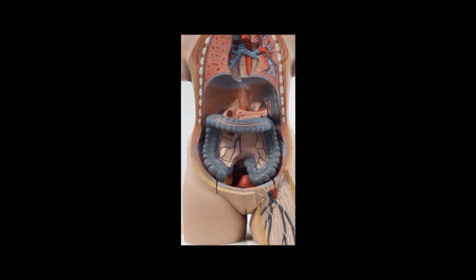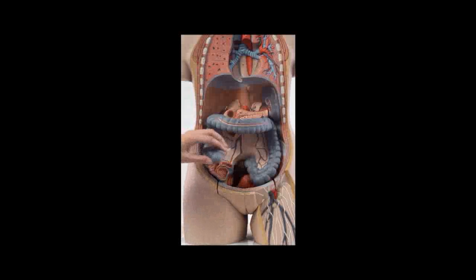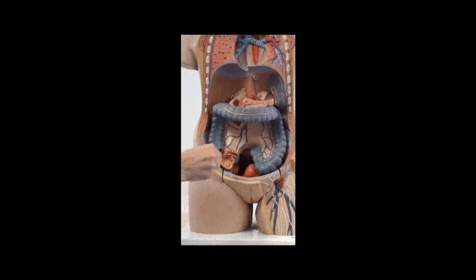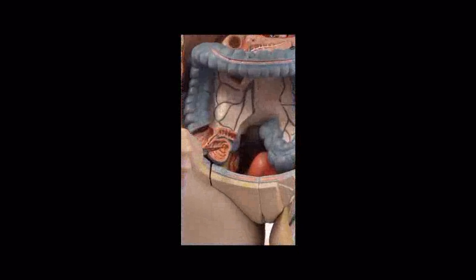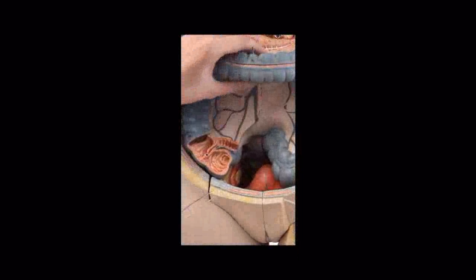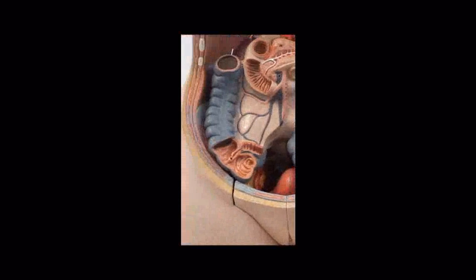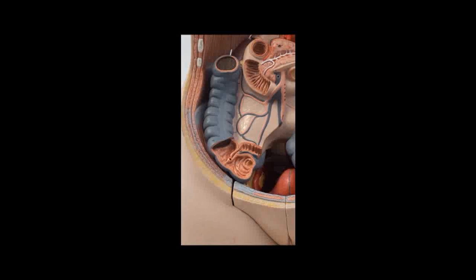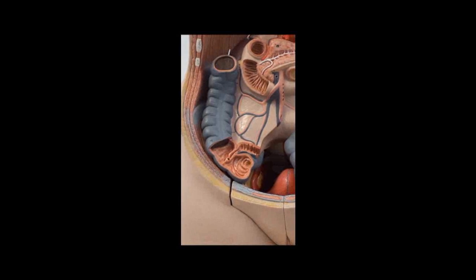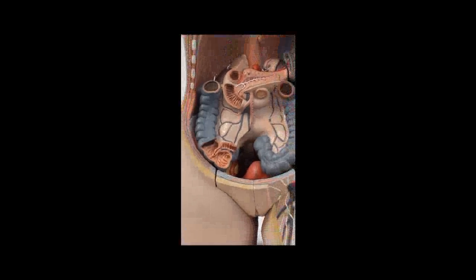The appendix is a blind-ended tube connected to the cecum. To get a better view of this, we're going to remove part of the large intestine. This is where the food enters the large intestine from the small intestine, and this here is the vermiform appendix. There are two possible functions associated with the appendix, one of which is an immune function and the other is the maintenance of gut flora, but the actual function is still unknown.